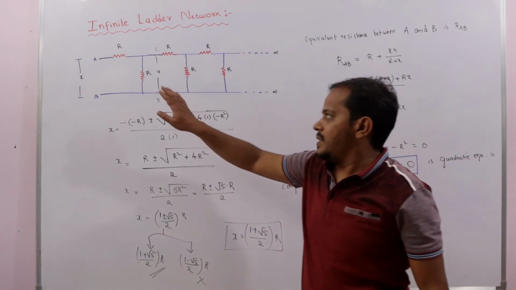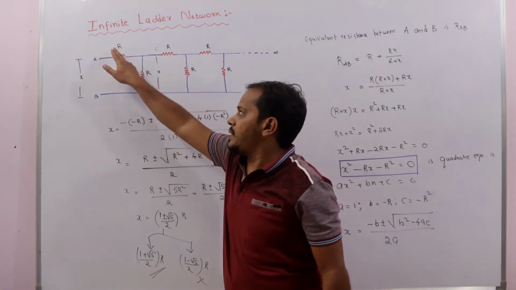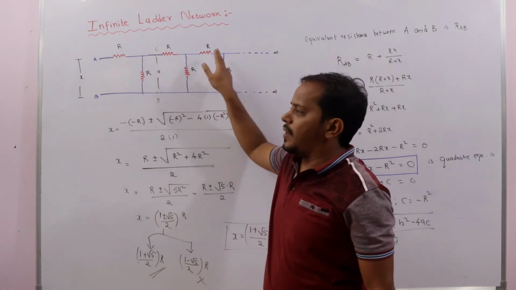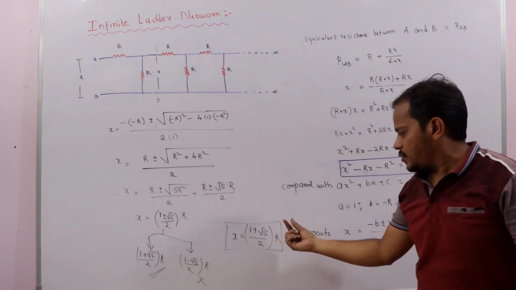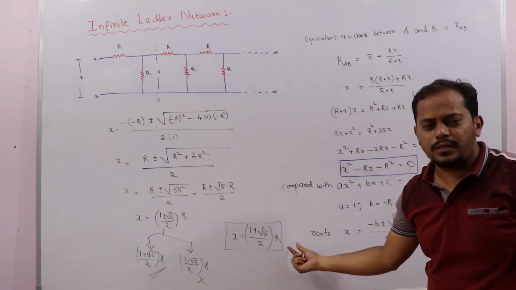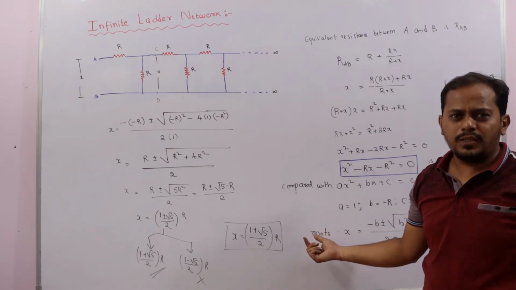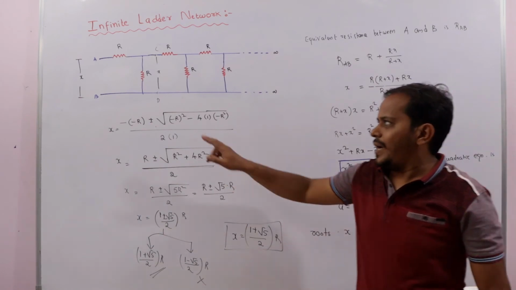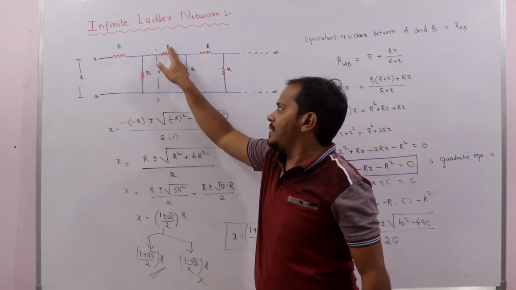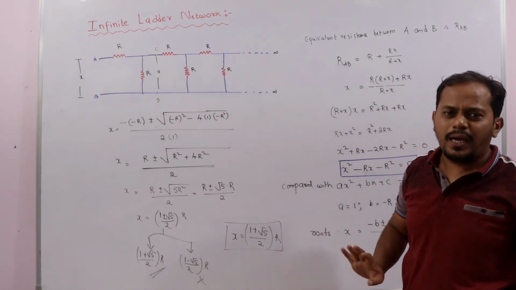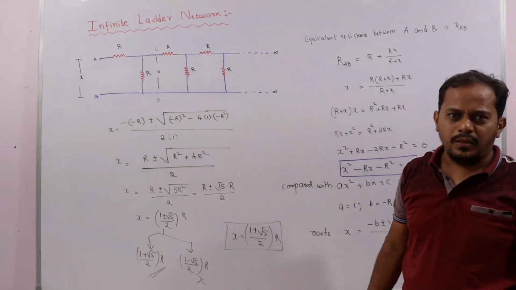For example, in this question, if we have values like 1 ohm and 1 ohm resistance given up to infinity, then simply you substitute 1 ohm here, then the final answer becomes 1 plus root 5 by 2 into 1 ohm, which is nothing but 1 plus root 5 by 2 ohm. In this way, if in the place of R we have any constant number, then you just put the number here and you will get the answer for any question.